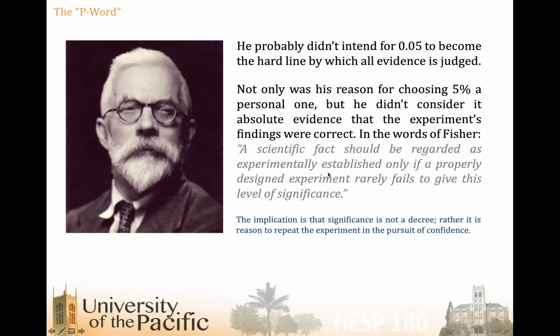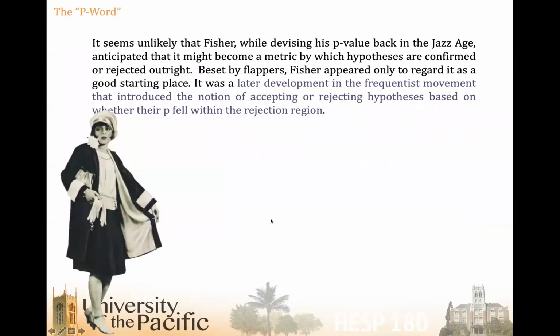The cement is wet and he's putting his line in, but he doesn't think that cement is going to dry in the way that it did, right? He would probably be horrified if it were a decree. It's a later development in statistics, called the frequentist movement, that says a p-value of 0.05, we're rejecting the null hypothesis. It falls in the rejection region, and our experiment is true.